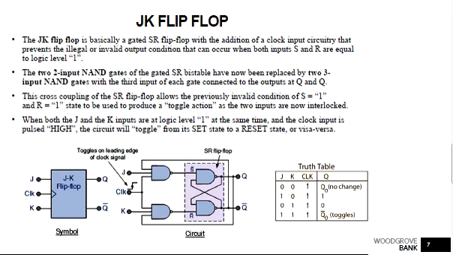The JK flip-flop is the most widely used of all flip-flop designs and is considered to be a universal flip-flop circuit. Both S and R inputs of the previous SR bistable flip-flop are now replaced by two inputs called J and K respectively, named after the inventor, Jack Kilby. Here J corresponds to S, so J is equal to S, and K corresponds to R.